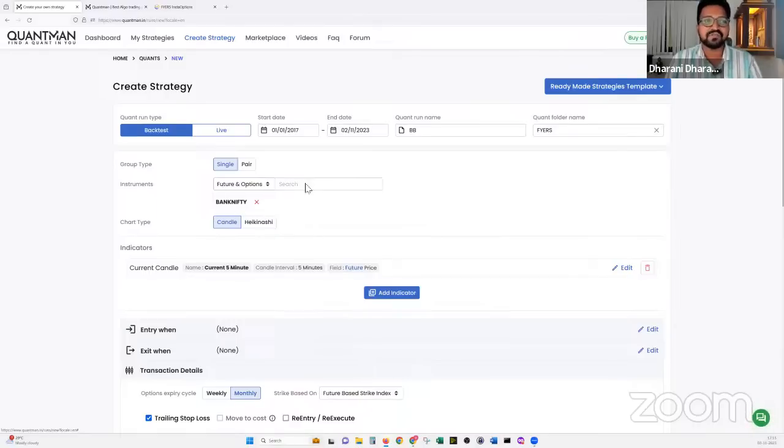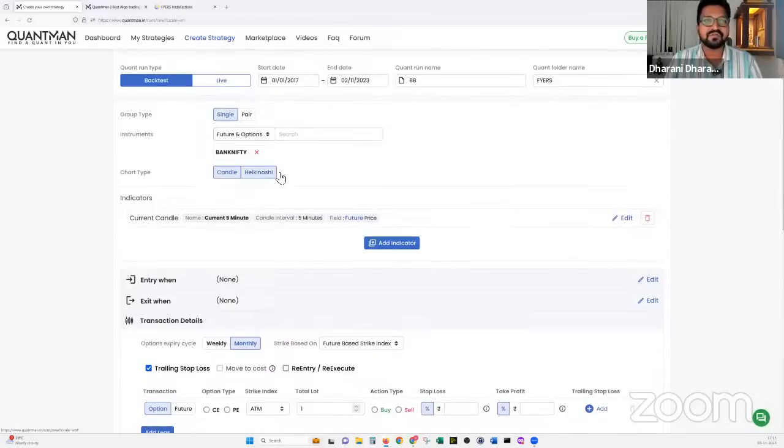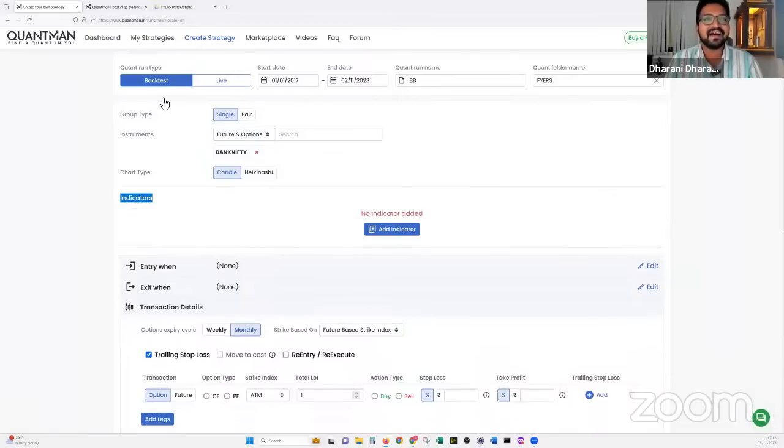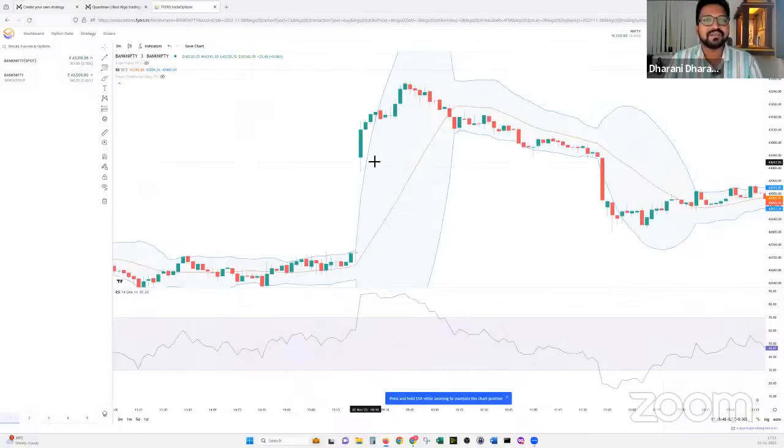So for Bank Nifty I'm using candlesticks. I'm not using Heikin Ashi candles as of now. I'm just going ahead with the Japanese candlestick. And we have the indicator over here. So what is the indicator name? It is going to be the Bollinger Band.